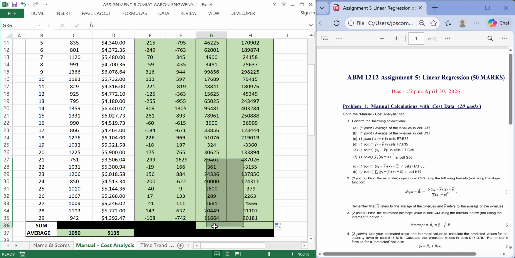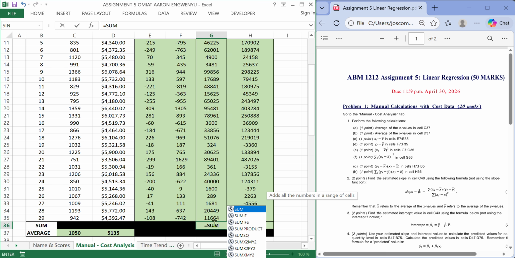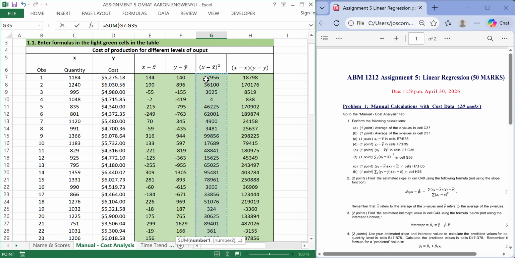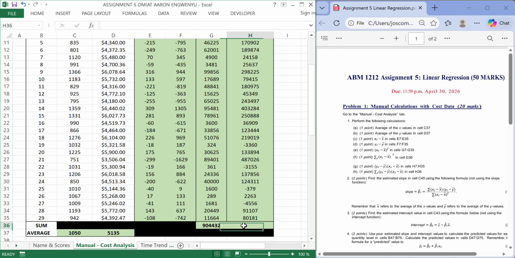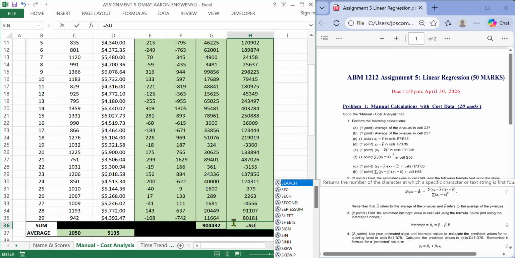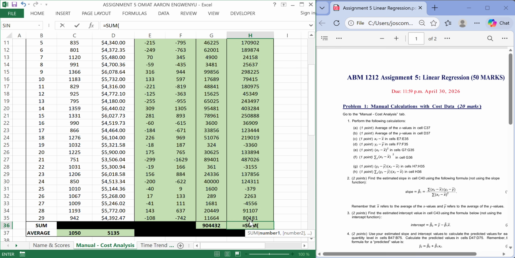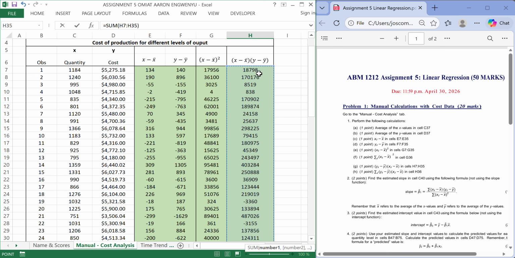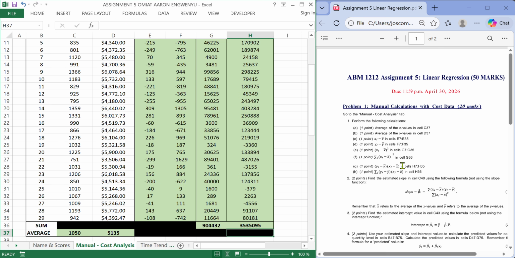And the summations, of course, we skip that step, no problem. Sum, open the bracket, select my data, and close, and same thing here. Sum, open the bracket, select my data, close, and enter. That is done. I'm done with number 1.